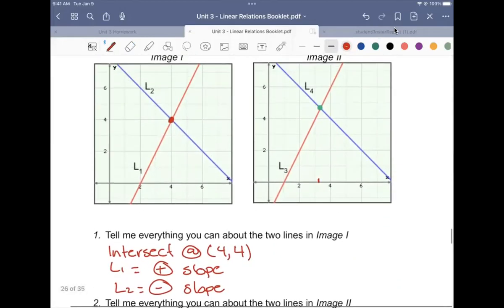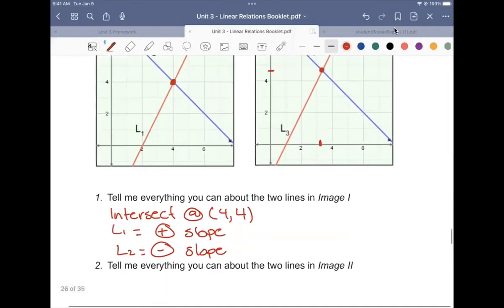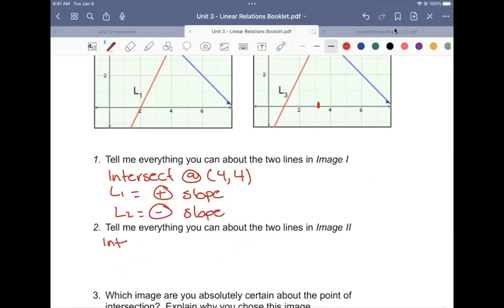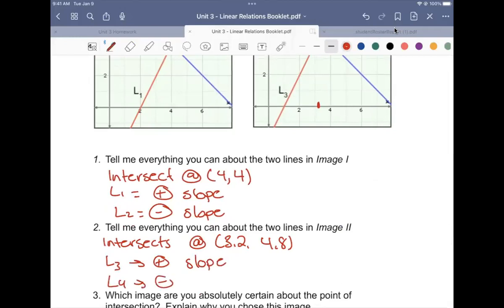If I look at this one right here, I can see that it intersects at roughly 3.2, and I'd say about 4.8. So it intersects at (3.2, 4.8). Line 3 has a positive slope, and line 4 has a negative slope.